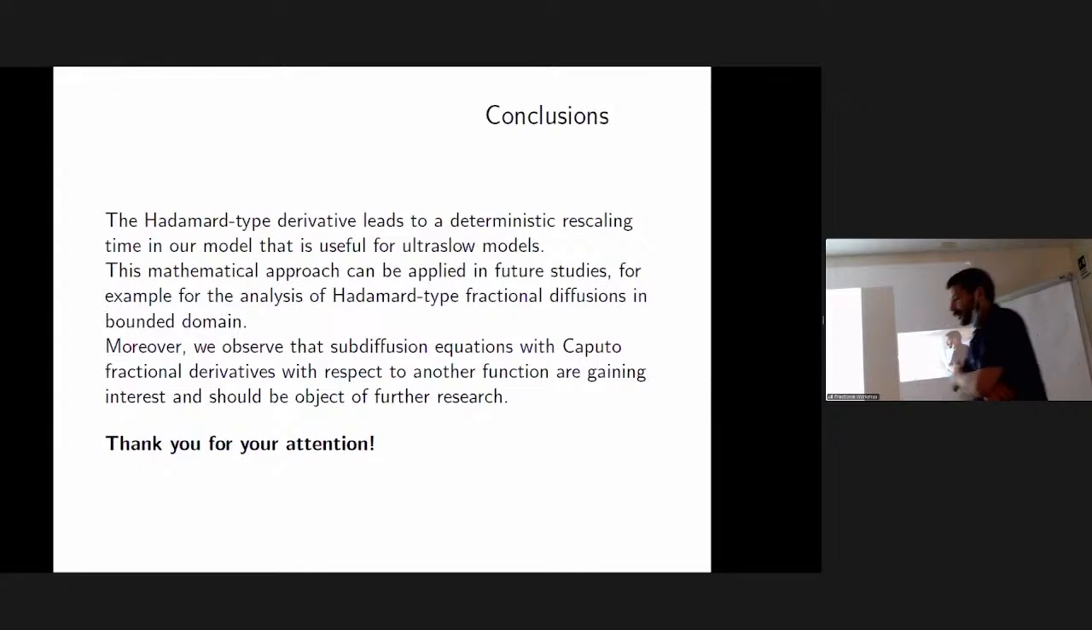The main object of our study was to apply the Hadamard derivative to a deterministic free-scale time in our model.